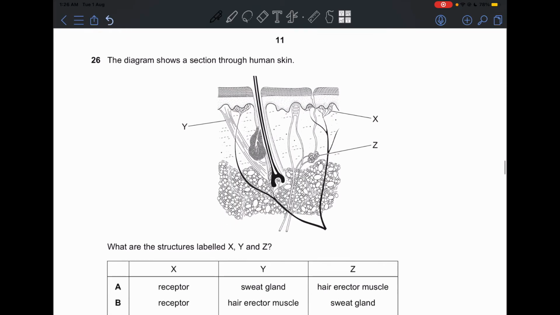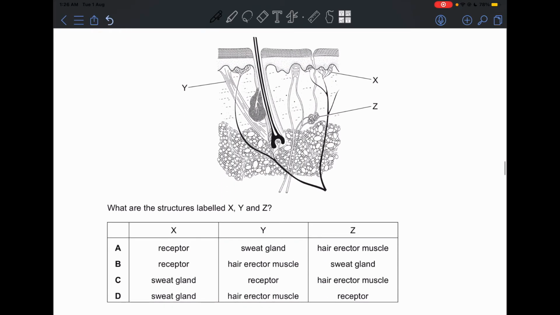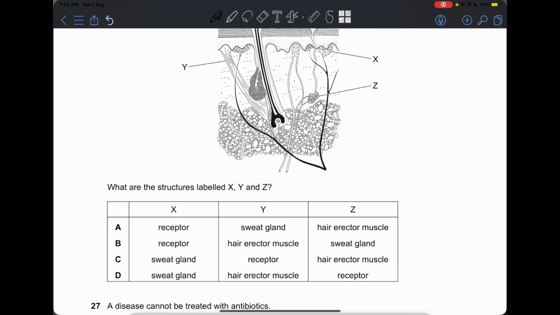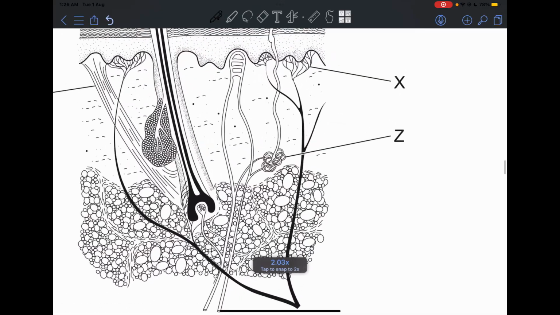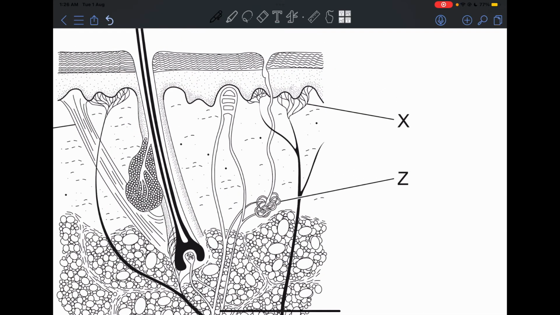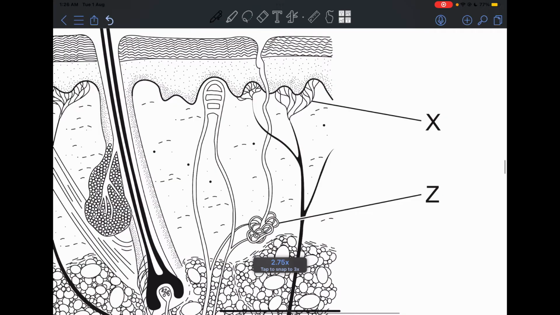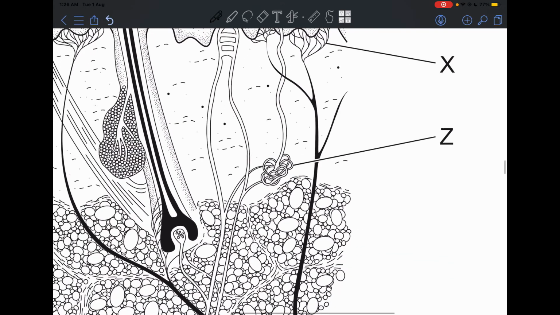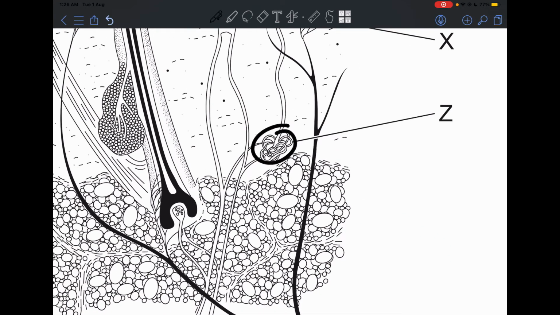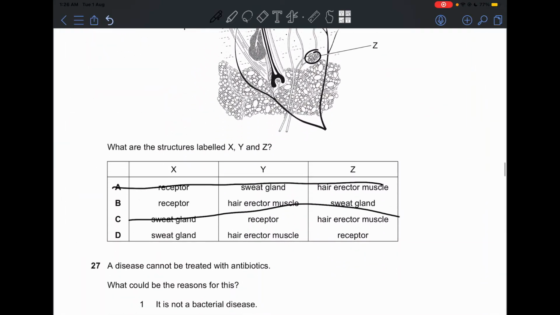26. The diagram shows a section through human skin. What are the structures labeled X, Y, and Z? Of course, over here I can see that Y is actually a hair erector muscle. So we're not going to be choosing from C or A because Y is a hair erector muscle. So let's see, X shows receptor cells because they are near the surface, and Z actually shows the sweat glands. So our answer is going to be B.